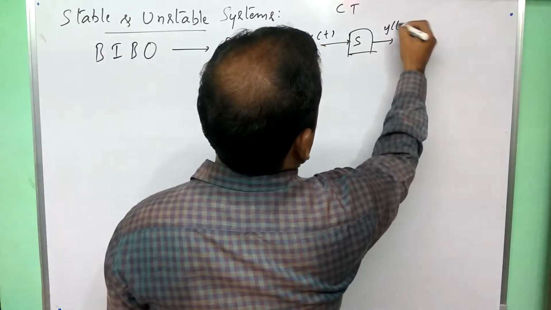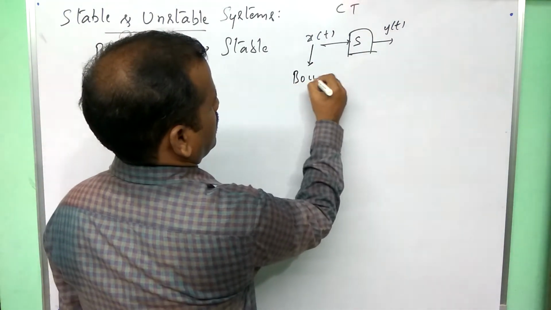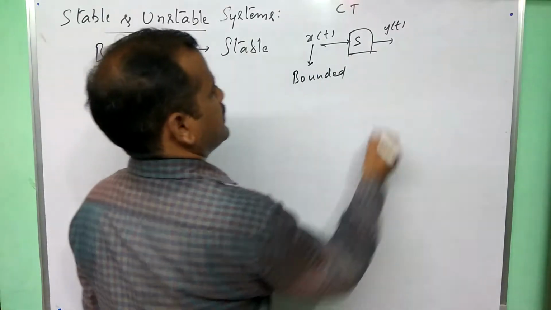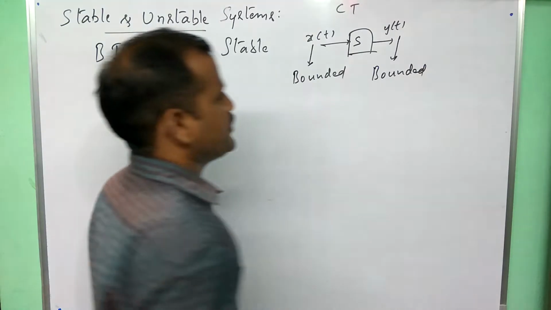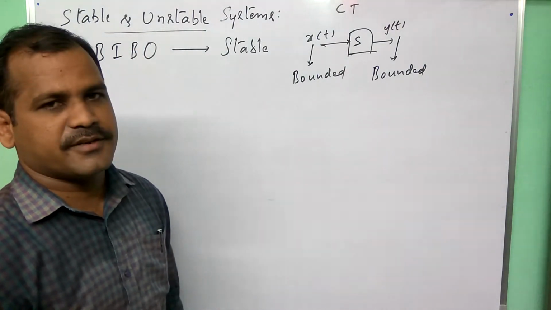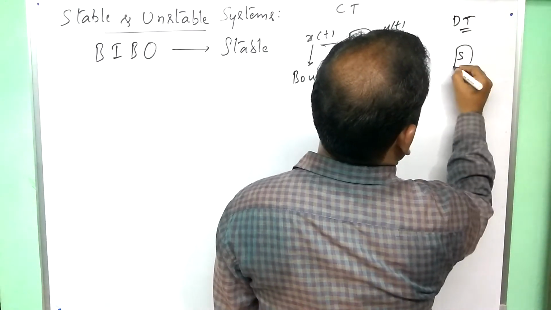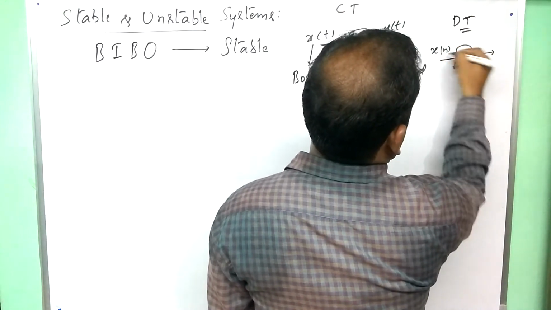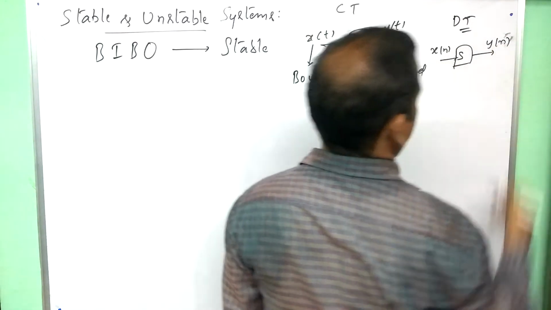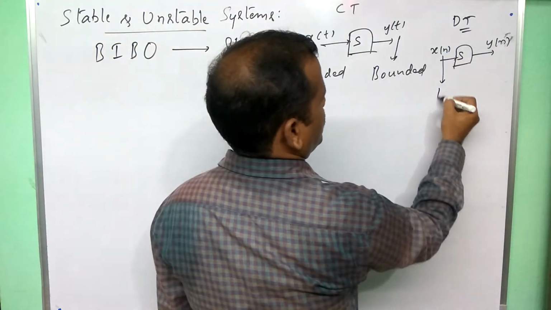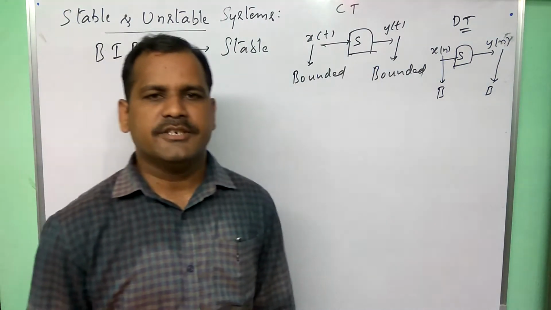Bounded input, bounded output means for a system, if it is continuous time, x of t we are applying, y of t we are obtaining. If x of t is bounded in nature, then y of t also should be bounded in nature. Then we call that system a stable system. Of course, the discrete time system, same notation. x of n produces y of n. So once x of n is bounded, y of n also should be bounded. Then the system is said to be a stable system.